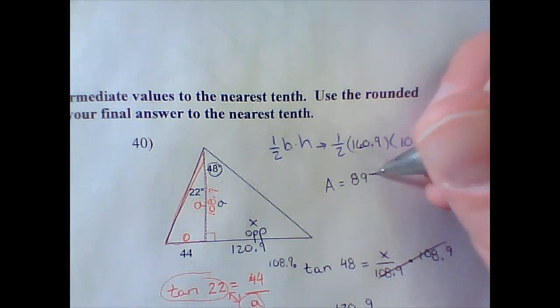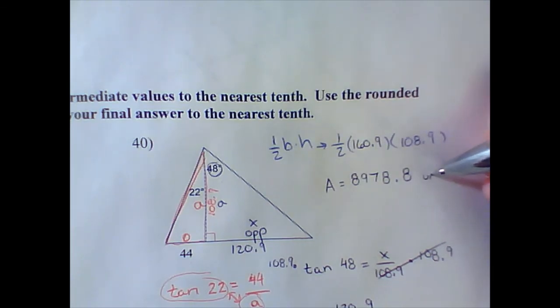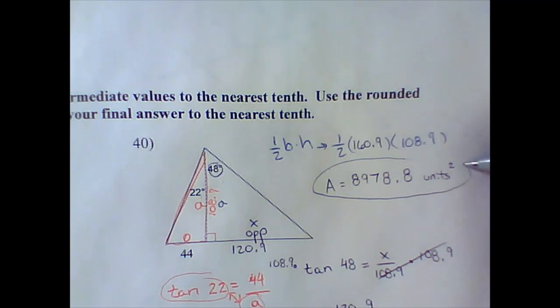And if you times all of this out, you get this weird answer of 8,978.8, and if we really want it to be perfect, we're going to put units squared on it, just because why not? And there's your answer. And that's how you use trig to get the final result.